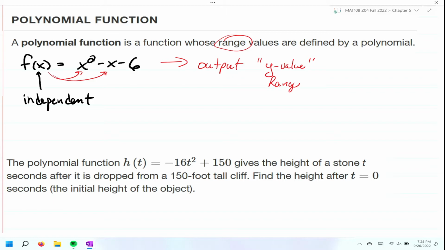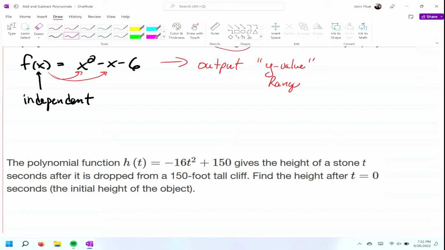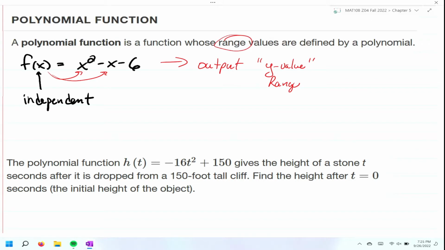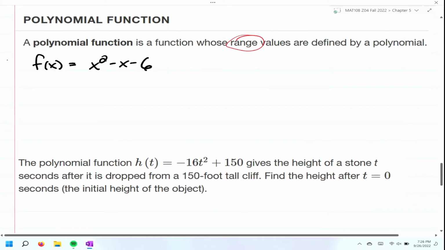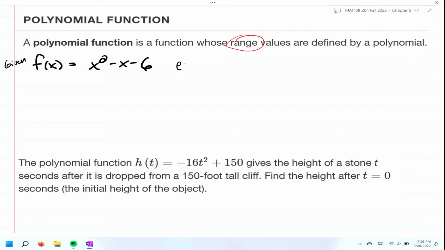So we can easily do an example, and I'm going to use the same exact thing that we have here. So I'm just going to erase some stuff real quick. All right, so given f of x equals x to the second minus x minus 6, evaluate f of 0 and f of negative 3.